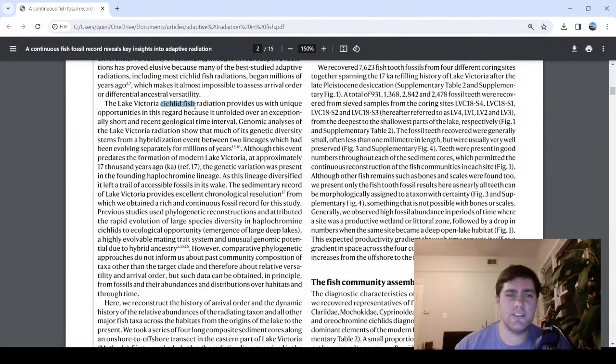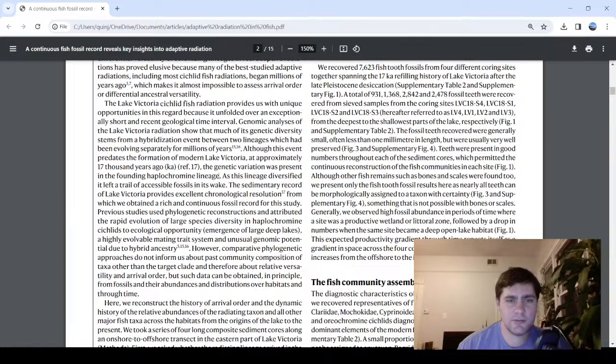The Lake Victoria cichlid fish radiation provides us with unique opportunities in this regard because it unfolded over an exceptionally short and recent geological time interval. Genomic analysis of the Lake Victoria radiation shows that much of its genetic diversity stems from hybridization events between two lineages, which had been evolving separately for millions of years. Although this event predates the formation of modern Lake Victoria at approximately 17,000 years ago, the genetic variation was present in the founding haplochromine lineage.